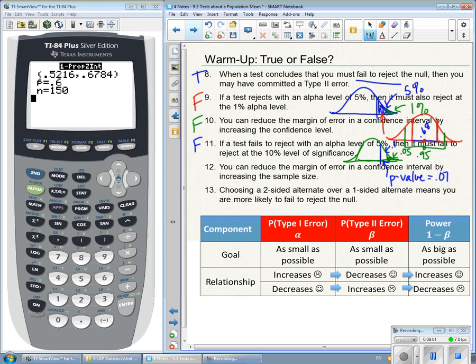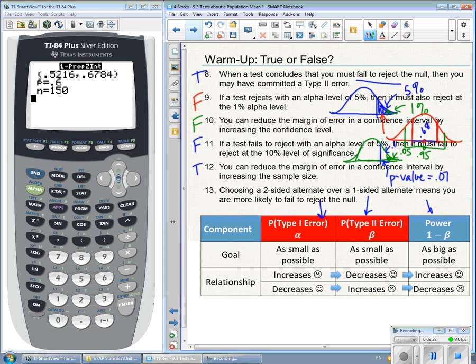In number 12, it says you can reduce the margin of error in a confidence interval by increasing the sample size. Remember, increasing our sample size has the best effect on everything. It almost fixes everything. It's going to reduce our margin of error in a confidence interval. It's going to reduce our type 1 error, our type 2 error, and it's going to increase our power, which are all good things. So increasing the sample size always has a good effect on everything. So that's a true statement.